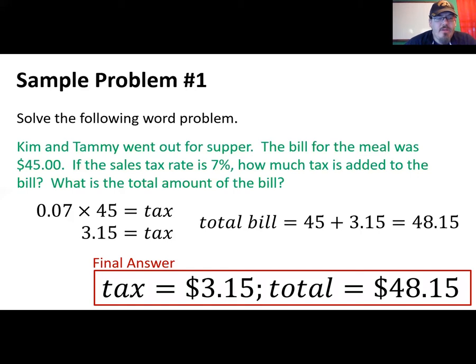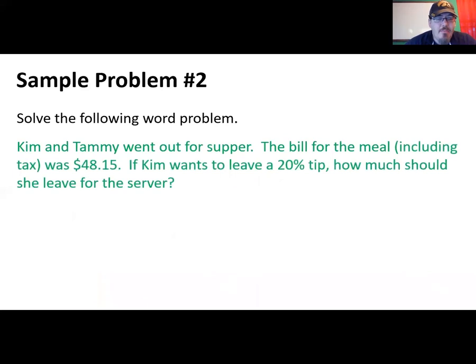Now we're going to switch and talk about calculating a tip, which is very similar in terms of the process. So we're going to use the same context. We've got Kim and Tammy again who went out for supper. We know from the previous problem that the total bill was $48.15. And Kim wants to leave a 20% tip for the server. So we want to figure out how much she should leave.